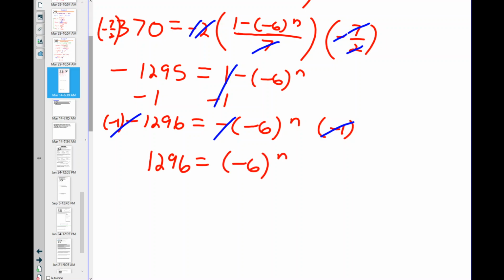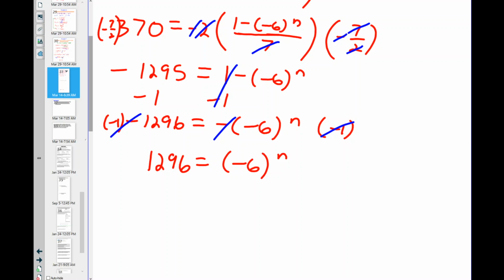Here's why we did this one together. And I'm not going to go too much in depth into this because it's going to take a lot of time and it really isn't worth it. So this is going to be kind of one of those take-my-word-for-it type of things. What should we do next? Take the log, right? But it's a negative base. You can't take a log with a negative base.